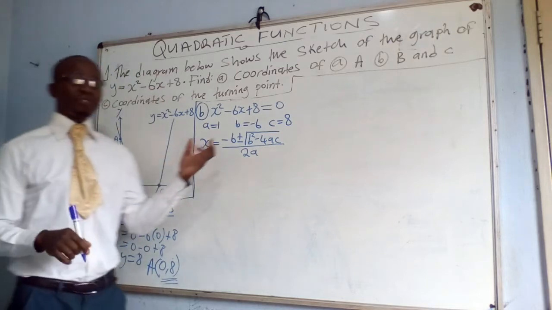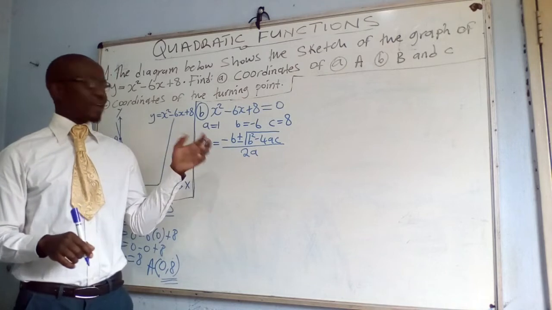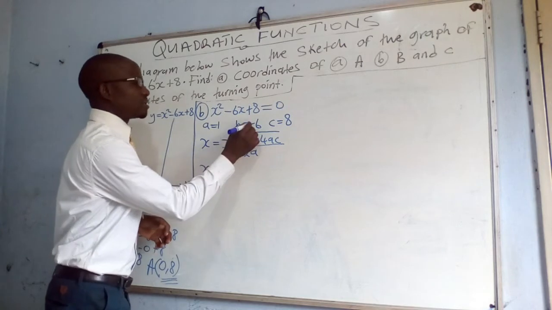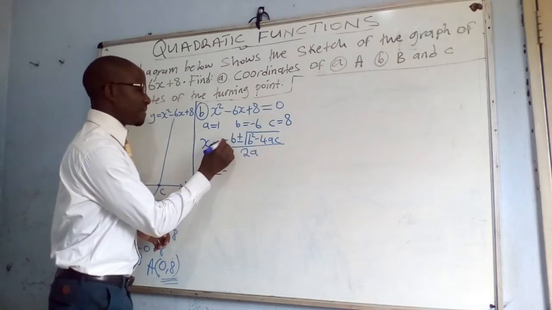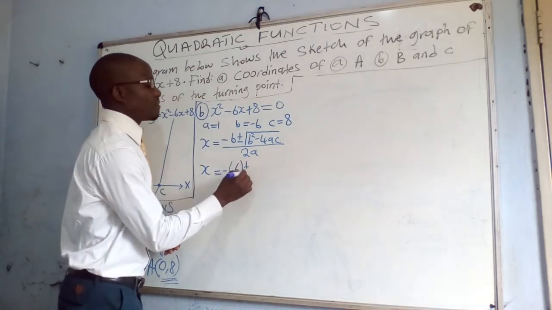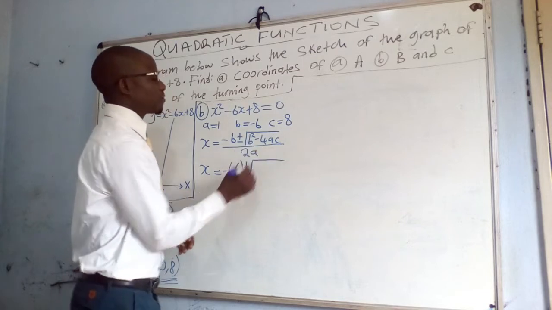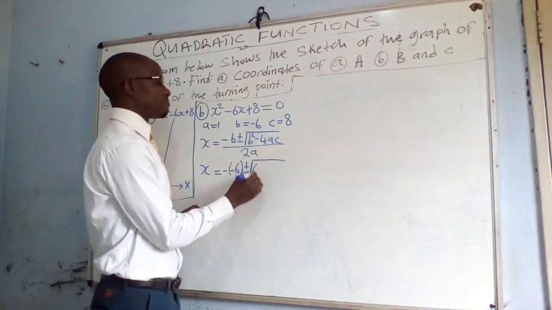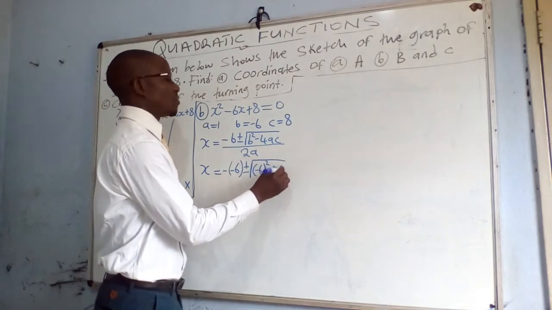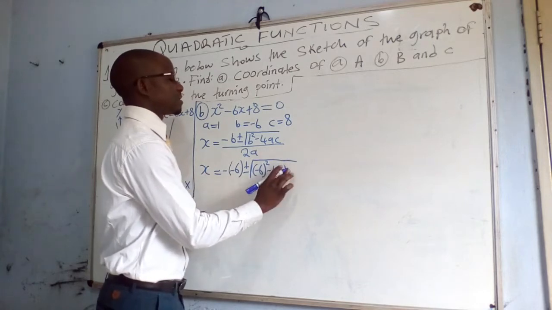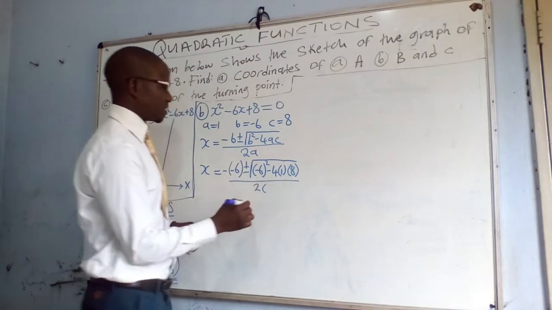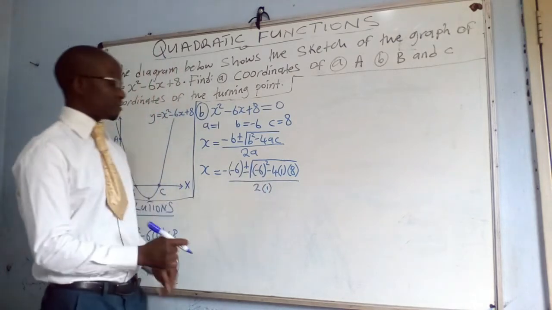So then we have to substitute at this point. To do the substitution, we have x is equal to negative b, it's this negative 6. So there's a negative which is coming from the formula, then open brackets negative 6, plus or minus root b squared. Our b is negative, so we write it in brackets. Negative 6 to the power 2 minus 4 times 1 times 8, over 2 times 1 because a is equal to 1.